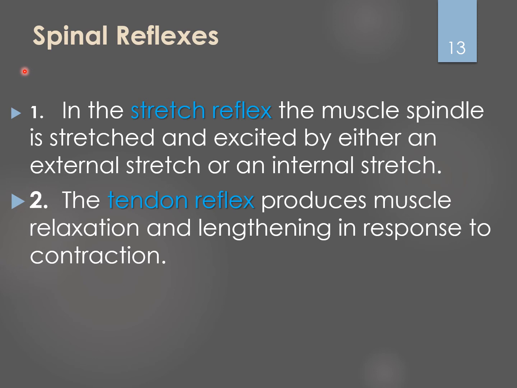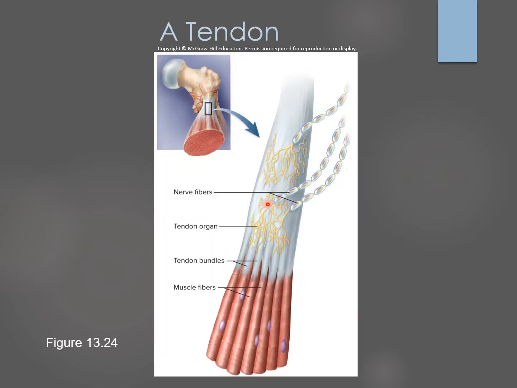Continuation of the spinal reflexes. We have a stretch reflex, and that's going to involve that muscle spindle we just talked about when it's stretched and excited by internal or external stretch. Then we have the tendon reflex, and that's going to produce muscle relaxation and lengthening in response to the contraction. Here you can see the tendon bundles, and this is what we call the tendon organ, being innervated by the nerve fibers.